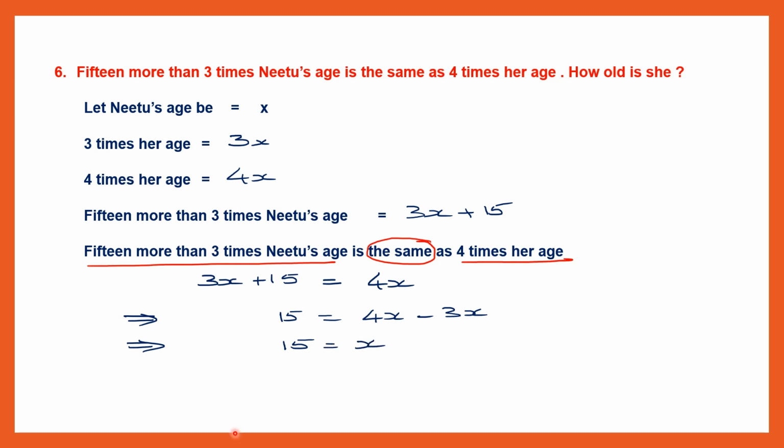So now we know x is equal to 15, and what is x? X is Neetu's age. So we have found her age, and that is 15 years. This is Neetu's age. So let's write that Neetu is 15 years old.